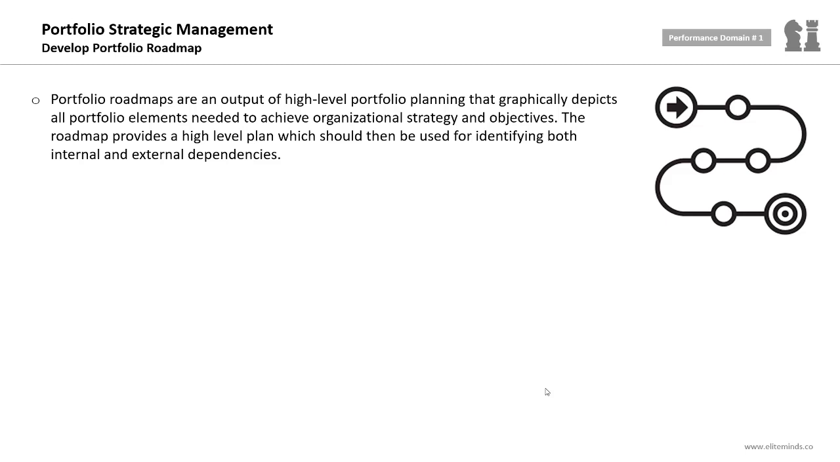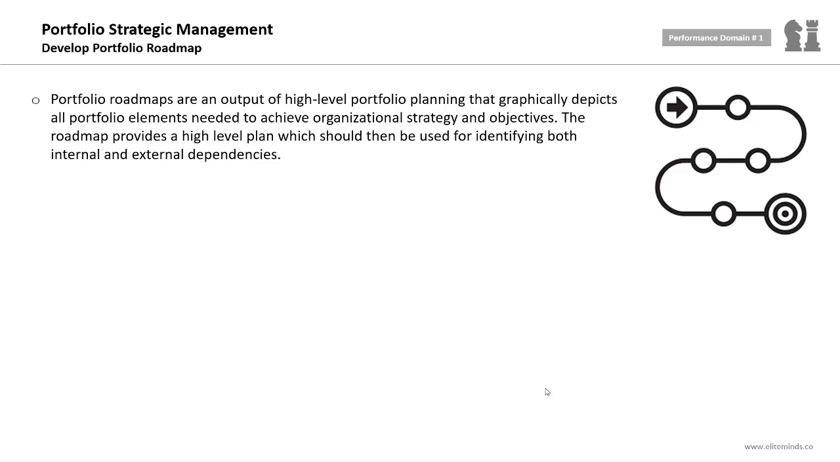At this point of time, you have the portfolio strategic plan, you have the initial portfolio, and you have the portfolio charter. So it's the time to develop a high-level timeline of the portfolio in the develop portfolio roadmap process. Now, portfolio roadmaps are an output of high-level portfolio planning that graphically depicts all portfolio elements needed to achieve the organizational strategy and objectives. So it's a high-level planning exercise which will result in the portfolio roadmap.